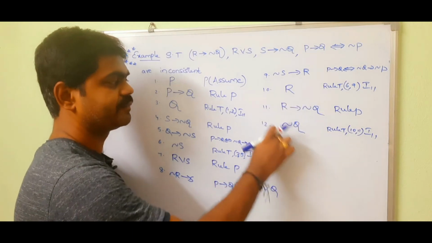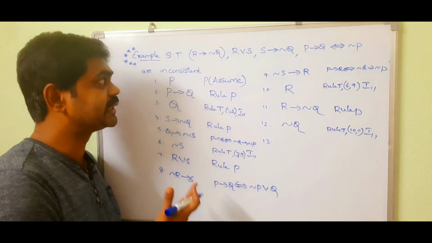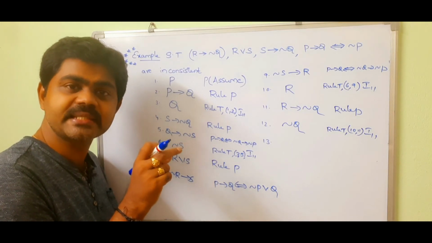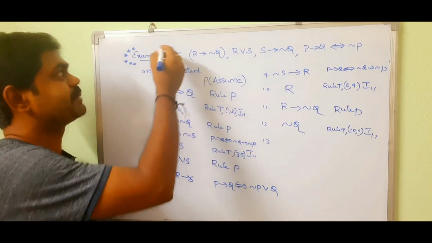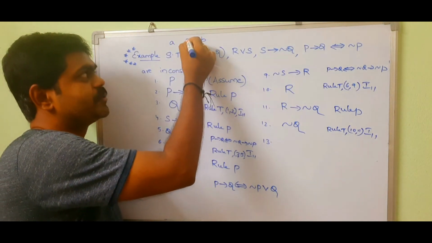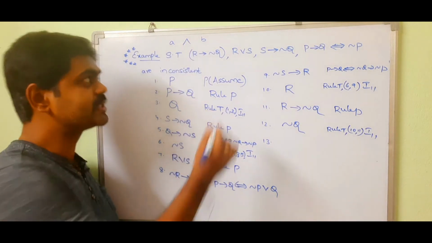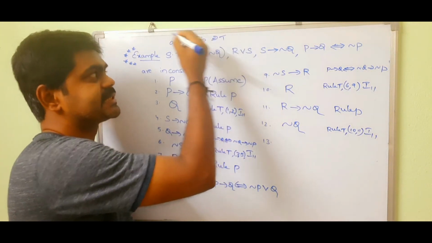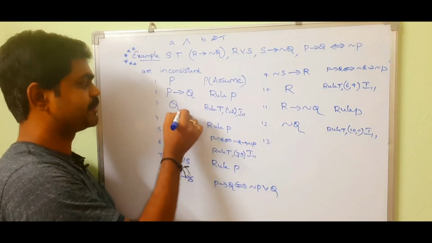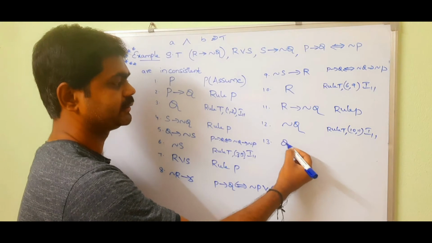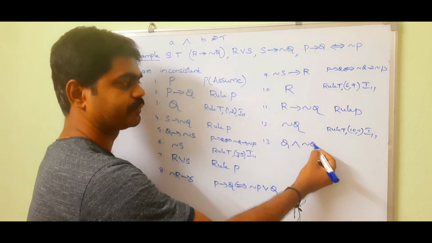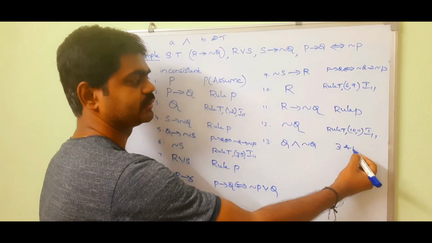And in 12 we have negation Q. So what is the consistency rule? If we take two premises like formulas, for example if we have A and B, two formulas, one formula is A, one formula is B, we should apply A and B. If it holds the value true, then it is consistent. Okay. Now in the place of third premise I have Q. Okay. And in the place of 12, I have negation Q. Okay. So 3 and 12.